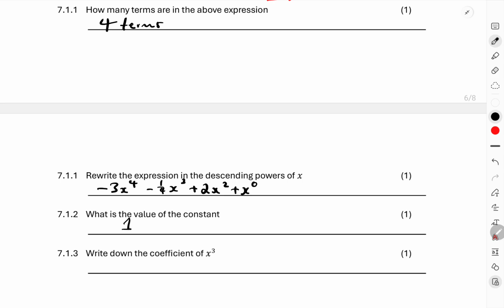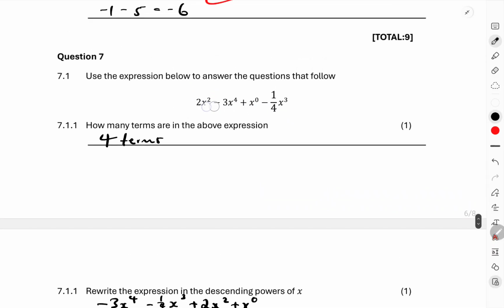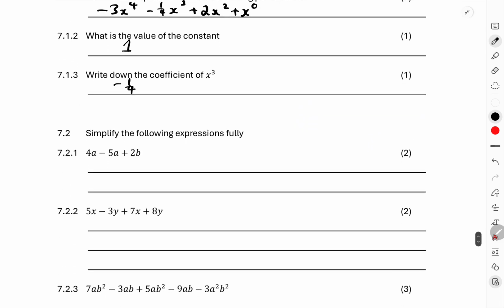Write down the coefficient of x to the power of 3. Let us go to our terms. X to the power of 3 is seen here. It means remove this x to the power of 3. What is the number that is attached to it? It is negative 1 over 4. It means the coefficient of x to the power of 3 will become negative 1 over 4. Now 7.2, simplify the following expressions fully. Algebra, we are dealing with like terms.